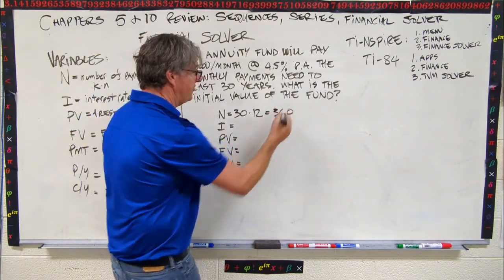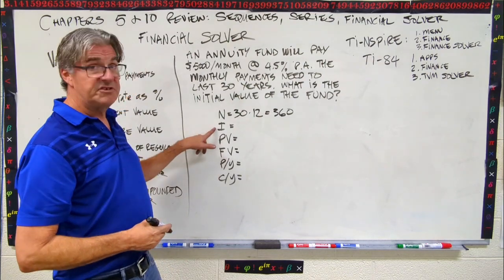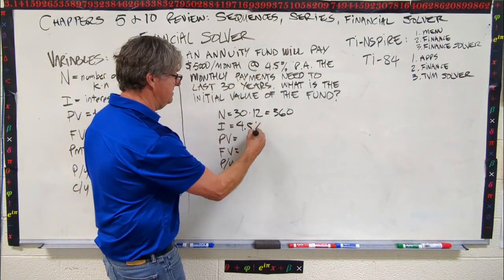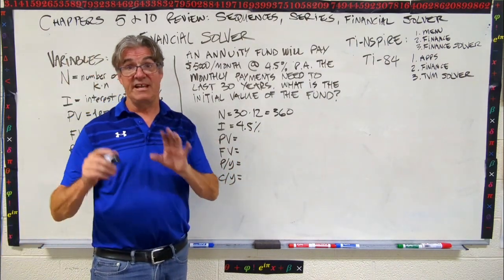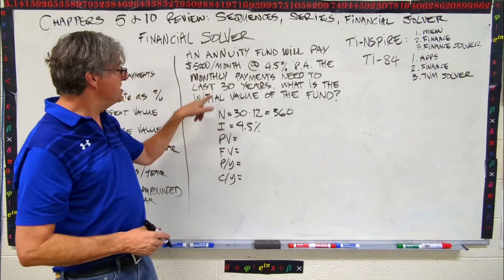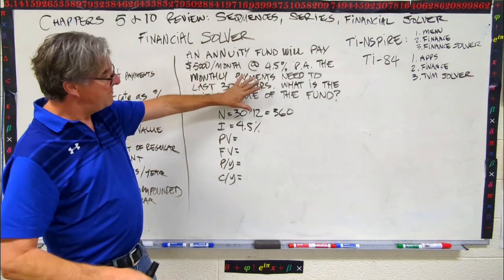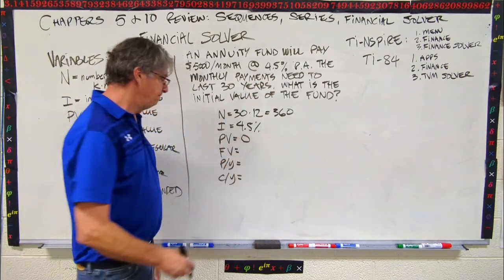So we're going to get $5,000 payments. Kind of nice. Interest rate, that's just right out of the problem. That's 4.5%. Present value. That's what we need to find out. That's the initial value. That's what needs to be in there to start so we can pay these monies out every month for 30 years. So we're going to put 0 in for that.